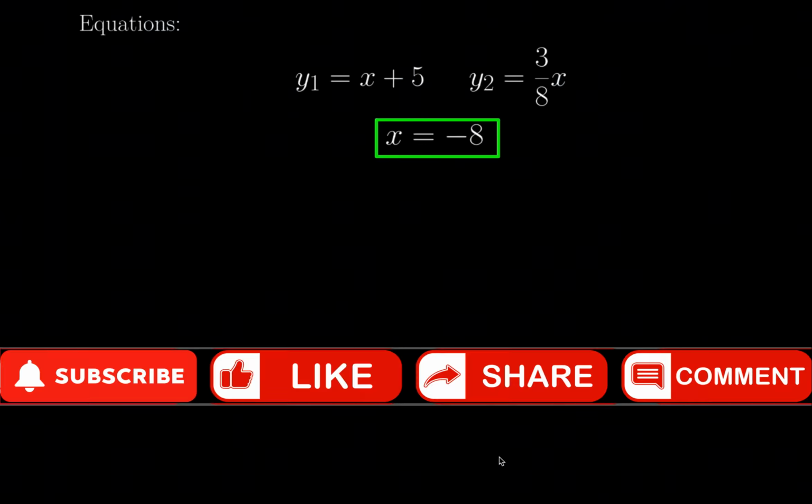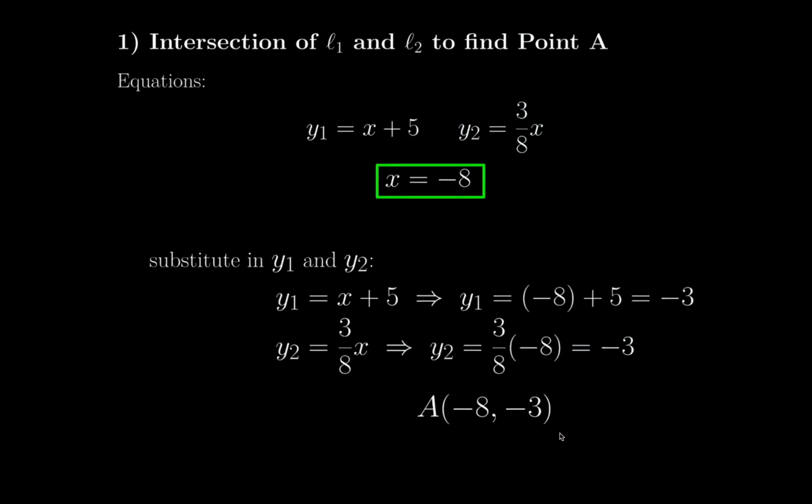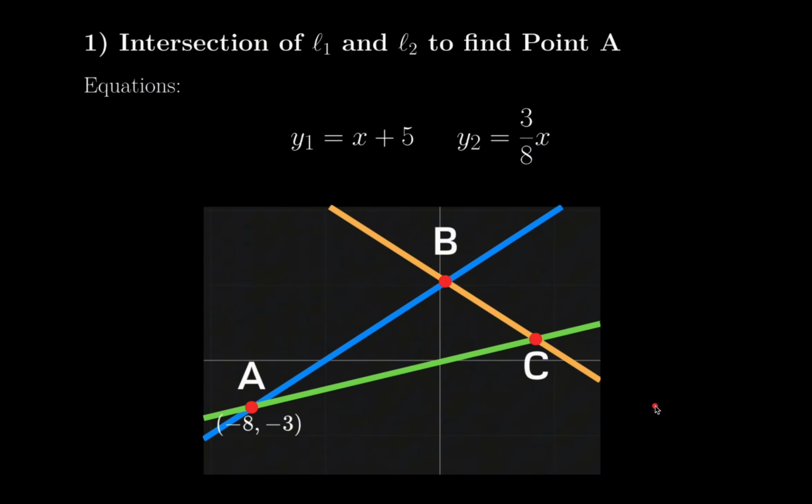So if we substitute x equals -8 into y1, we can see that -8 plus 5 is equal to -3. If we substitute x equals -8 back into y2, we can see that y2 is equal to -24 over 8, which is equal to -3 as well. So no matter what line you plug x equals -8 into, you will yield the same result for your y value, as these points share the same x and y value at this point A. So once we've determined the x and y values for this intersection point, we can see that the coordinate of point A is equal to (-8, -3).